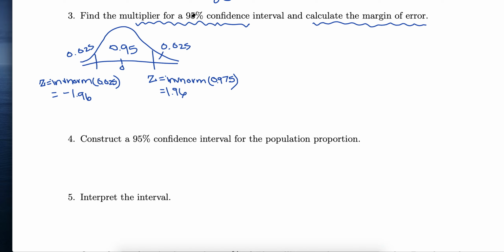So we've got this breakdown with 95% in the middle, 2.5% on either side. The z-scores that make that happen in the standard normal case are plus or minus 1.96. Our multiplier, to answer the first part of the question, is going to be z star. And we're always going to use the positive version of that z-score here. So z star of 1.96 for our multiplier.